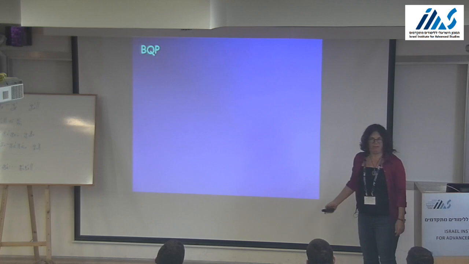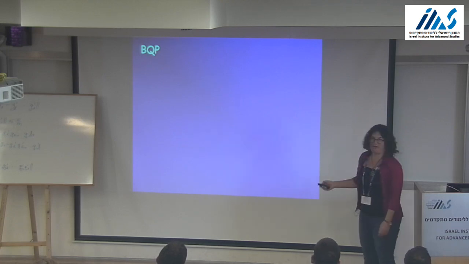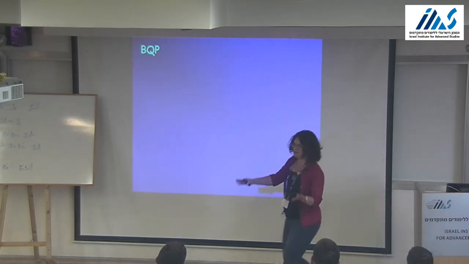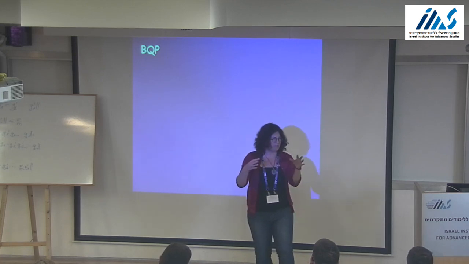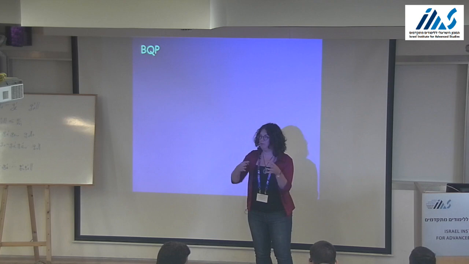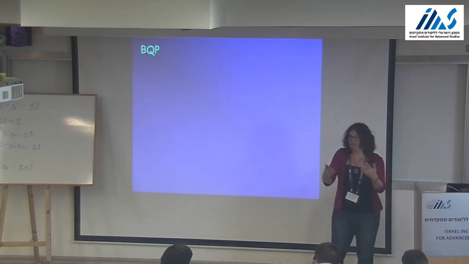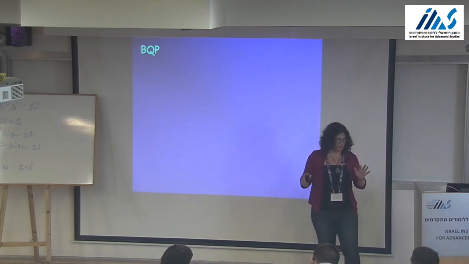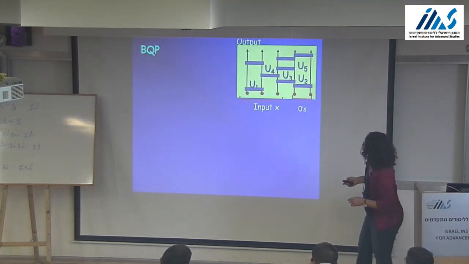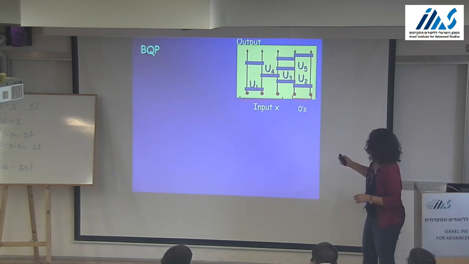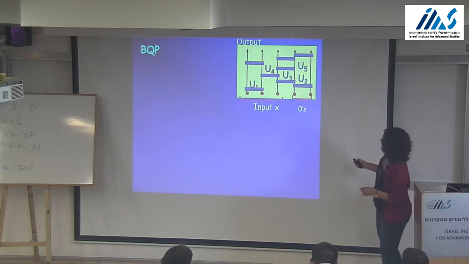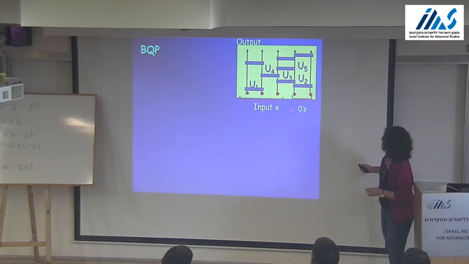Okay. So BQP is the following thing. Now we have arrived at what we have worked so hard to do. We can define the class of polynomial time quantum computations that can be done by polynomial sized quantum circuits. Okay, that's BQP. Here's a quantum circuit. These are the quantum gates. Here is my input x.